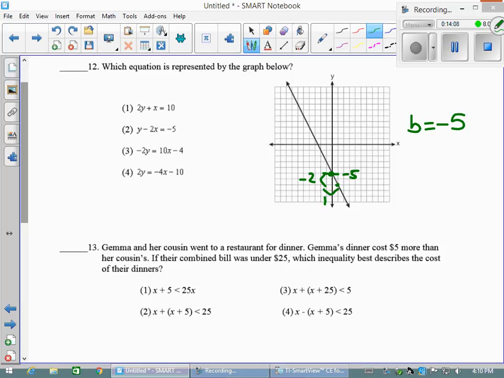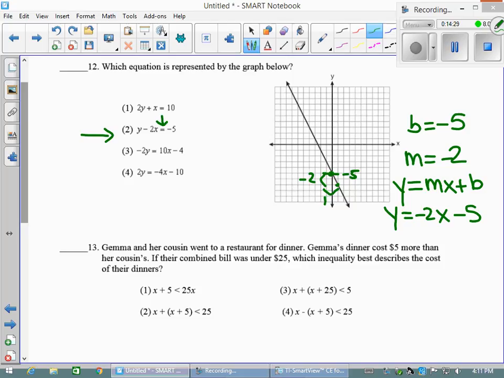If I were to write this as an equation in y equals mx plus b form, I would get negative 2x minus 5. Now I look at my choices. Choice 2 is really tempting. However, the equal sign is not in the right place to match up with my equation. If I solve for y here, I would have to start by adding over the 2x. So this equation is very similar. It has the same y-intercept, but it has a positive 2 slope. So that would not be correct.